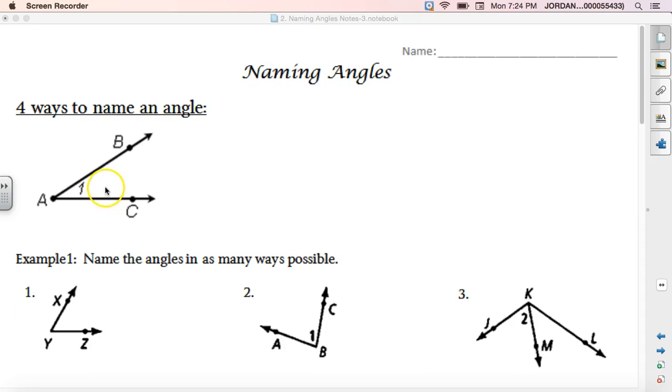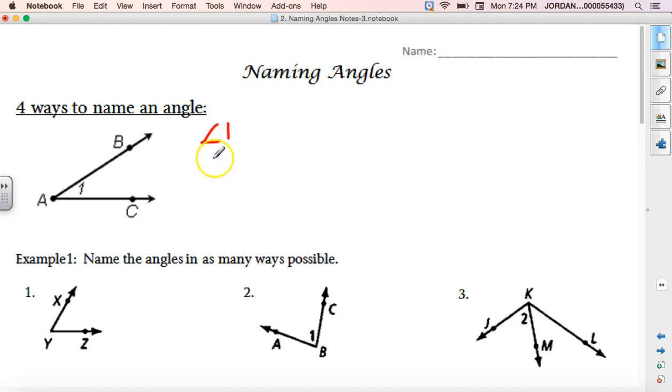So first we talk about how to name an angle. Just like we name lines and segments and planes and points, we've got to be able to name an angle. So a couple ways you can name an angle. If the angle is labeled like this with a 1 or a 2, then you can just call it angle 1. The symbol we use for angle is just a little angle like this, and you just call it angle 1. So that's one way to name this angle, is angle 1.